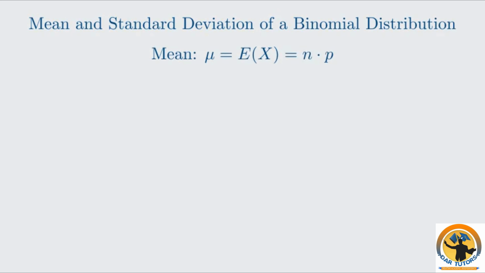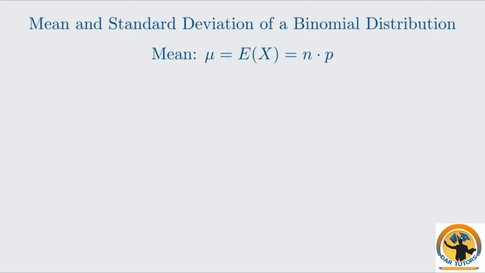Beyond just finding probabilities, we can also calculate the central tendency and spread of a binomial distribution. There are elegant and simple formulas for the mean, variance, and standard deviation. The expected value, or mean, of a binomial distribution is simply n times p. This is the result you would expect to get on average.